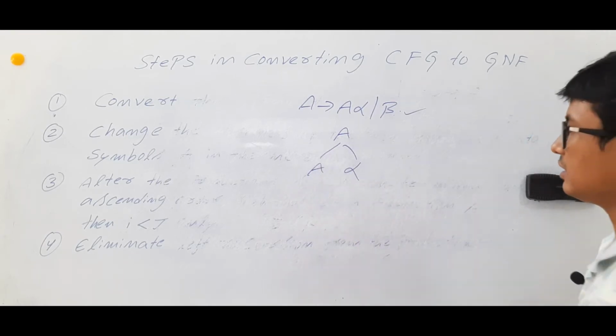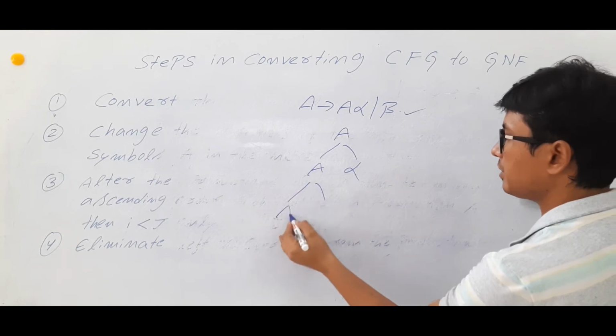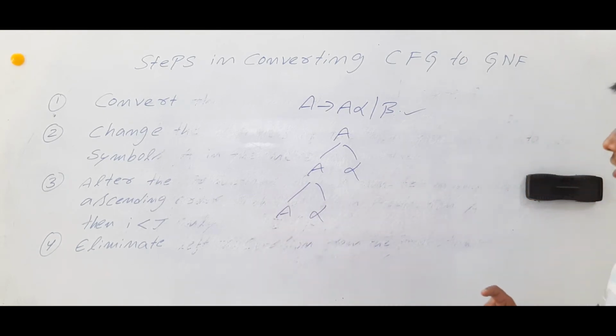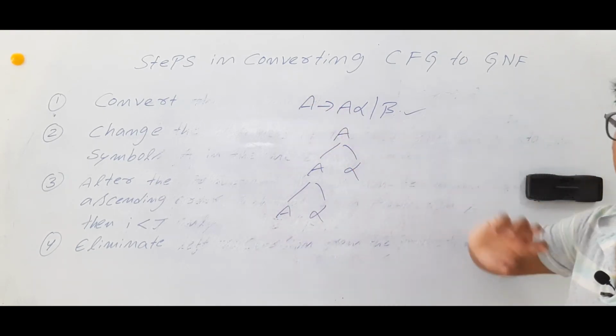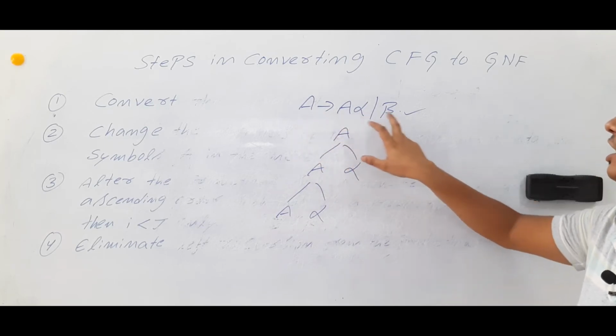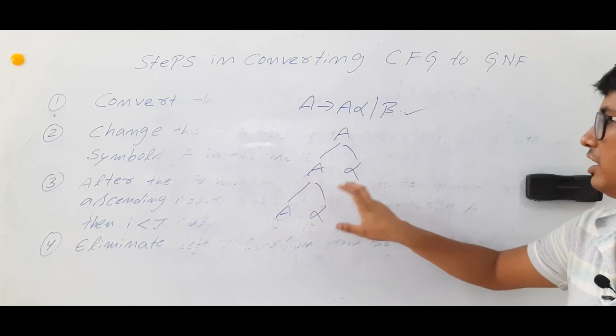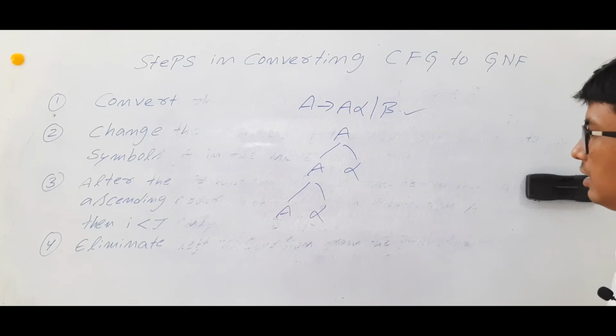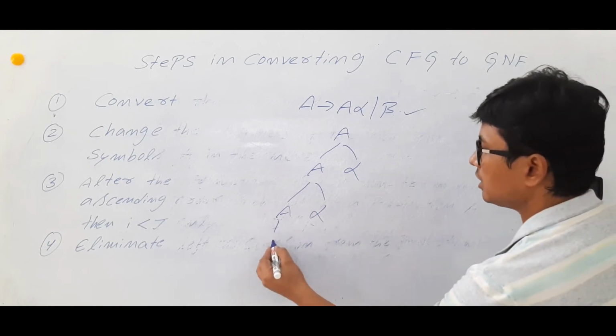Am I right? Then again, A can determine A alpha. Am I right or wrong? A is my symbol, so I am keeping it as a root. A can determine A alpha or beta. So, from A, I can determine A alpha, and then at last, I can keep a beta.